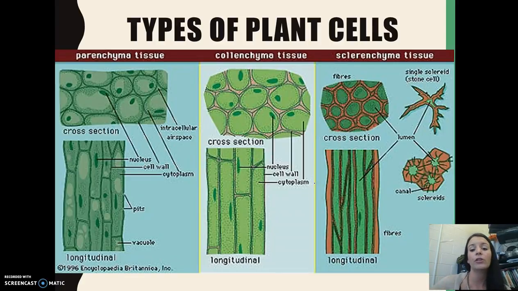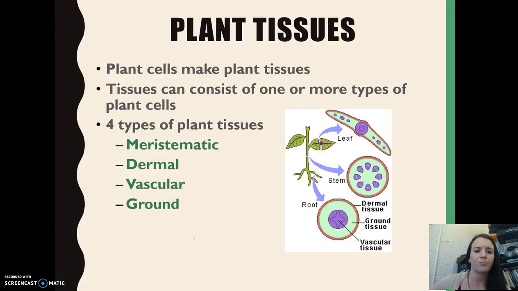And here's just another look at those types of cells. So you see the cross-section at the top, and then you see the longitudinal section at the bottom. So if I were you, I'd take a minute, just pause this, and kind of examine these different types of cells.